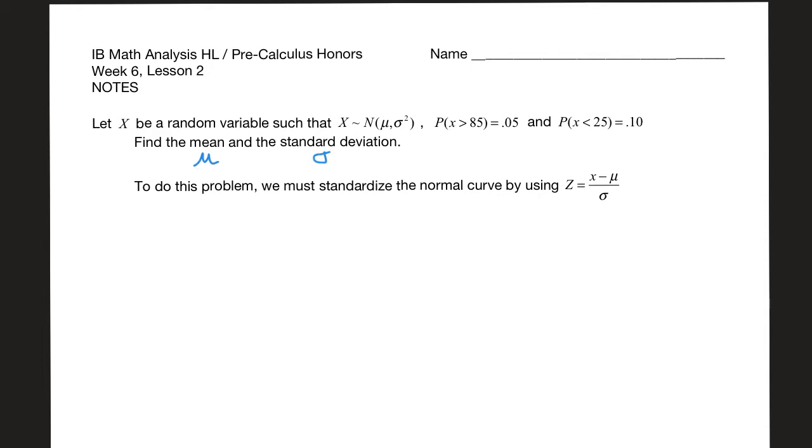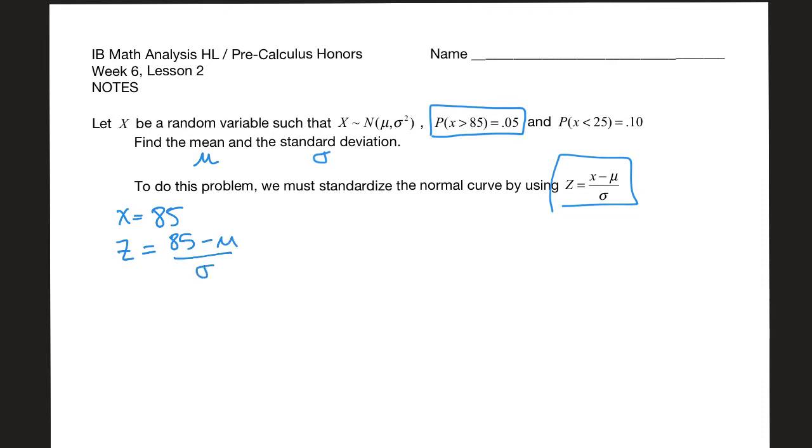Okay, so I'm going to do this part right here in blue. Notice right now it's in terms of x, but we're going to go ahead and standardize it by using this little formula. So my x value is going to be 85. And when I plug that in, I end up with z is equal to 85 minus mu over the standard deviation. So when I try to rewrite this box in terms of z, I get z being greater than 85 minus mu over sigma. And this should equal 0.05.